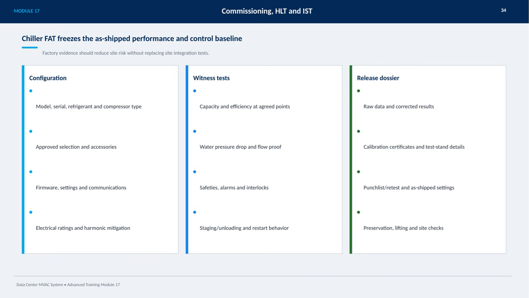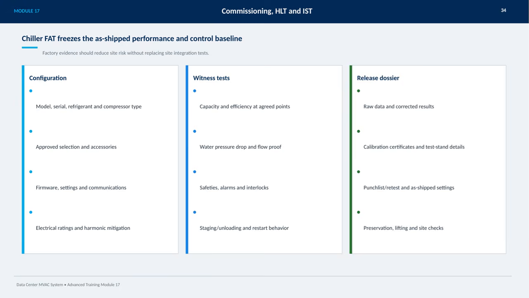Firmware, settings, and communications protocols are also confirmed. Electrical ratings and harmonic mitigation measures are verified to comply with standards. Witness tests are a critical part of FAT, where capacity and efficiency are checked at agreed performance points. Water pressure drop and flow are proven, along with the functionality of safeties, alarms, and interlocks. The system's staging, unloading, and restart behavior are observed to confirm proper operation.